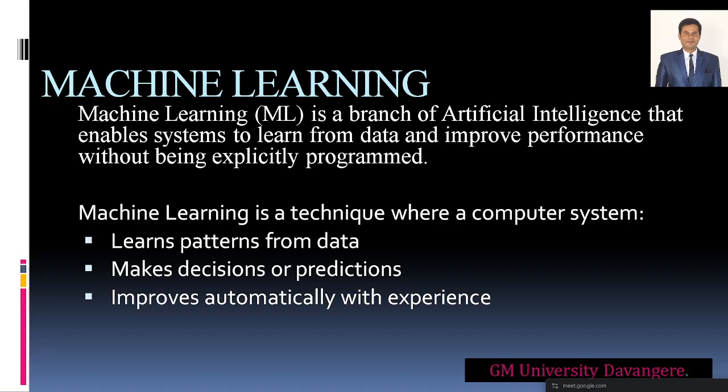So right, what is machine learning actually? Machine learning is a subset of artificial intelligence, right? It is a branch of artificial intelligence that enables the system to learn from data and improve its performance without being explicitly programmed, right? So machine learning is a branch of AI that will enable the system to learn from the data and improve the performance without being explicitly programmed.